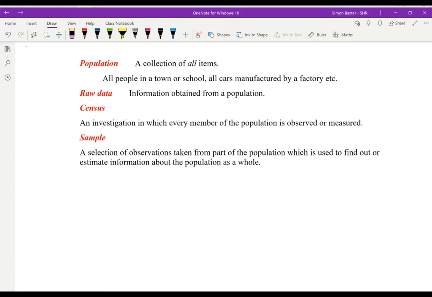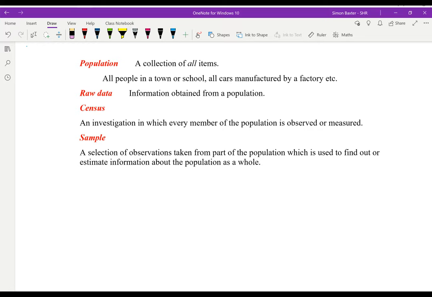If we are using a census, it will be time-consuming and expensive. If you wanted, for instance, to test the breaking strain of climbing ropes, and you used a census, that would not be very sensible, because how would you test the breaking strain of a climbing rope? You would test it until it broke. And so if you had a census, you would break every single rope. So you cannot use it where the testing process destroys the item.